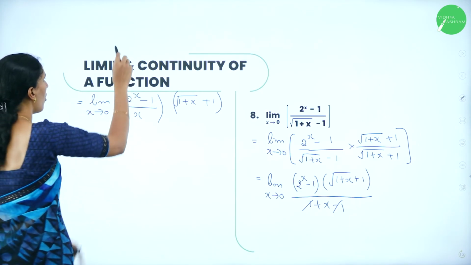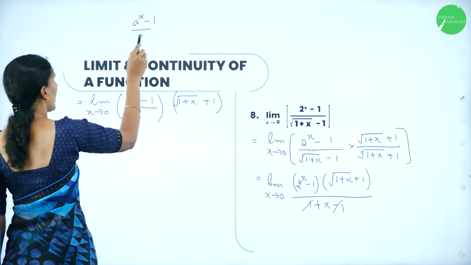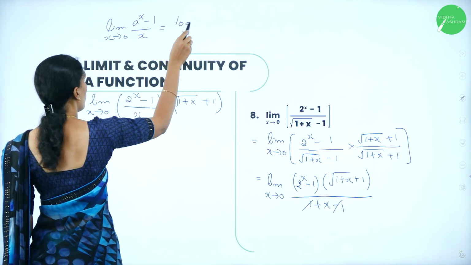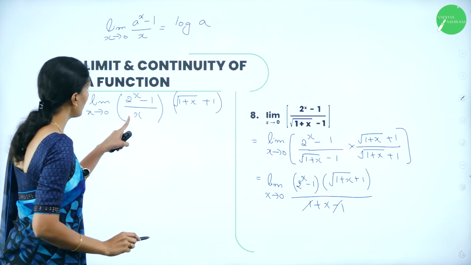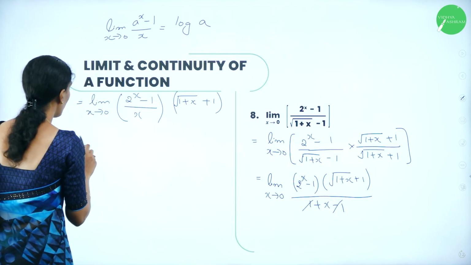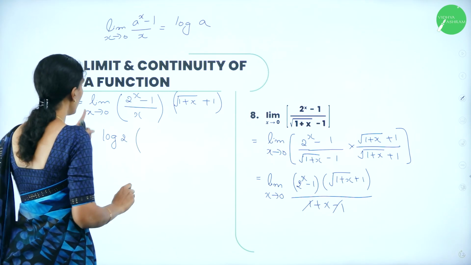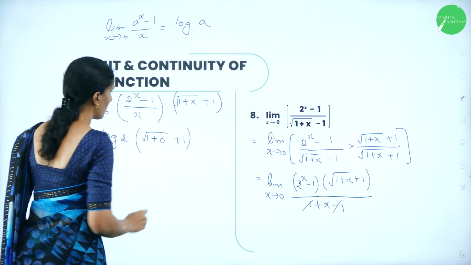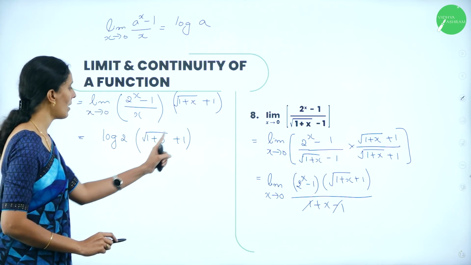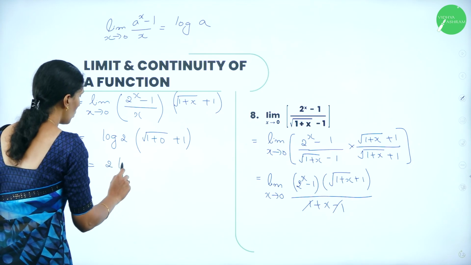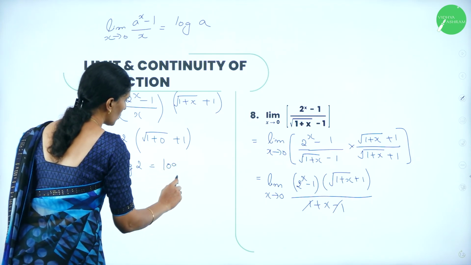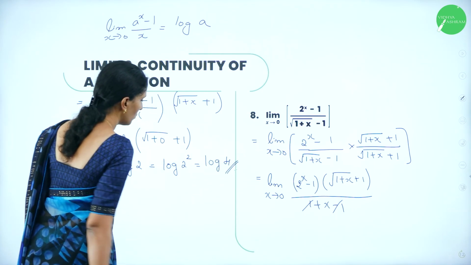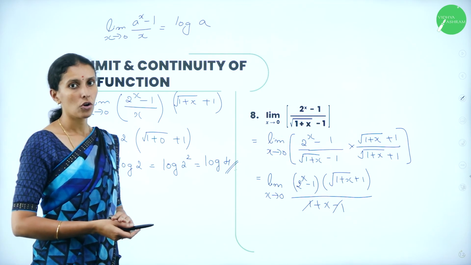Now this is of the form a power x minus 1 by x. That is limit as x tends to 0, the value will be equal to log a. So if you apply the limit for this function, this value will be equal to log 2. And if you apply the limit as x tends to 0, it is root 1 plus 0 plus 1. So root 1 plus 0 is 1, 1 plus 1 is 2, it is 2 log 2 or log 2 square, or it is log 4. So the value of the given function is log 4.